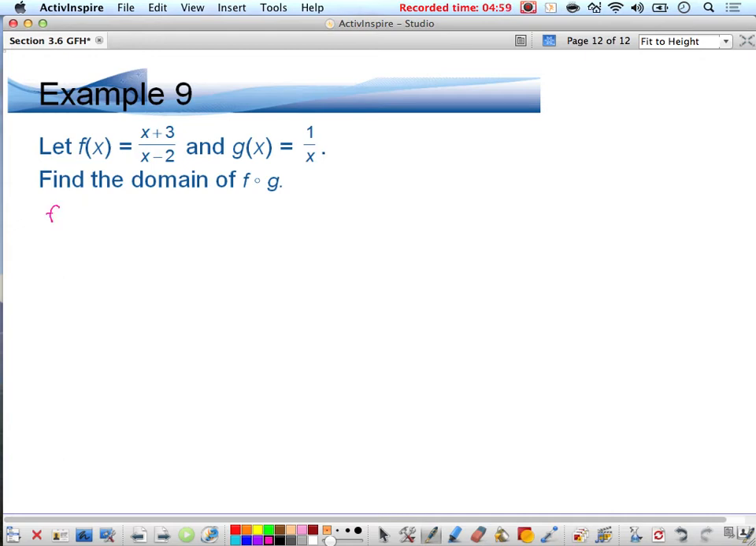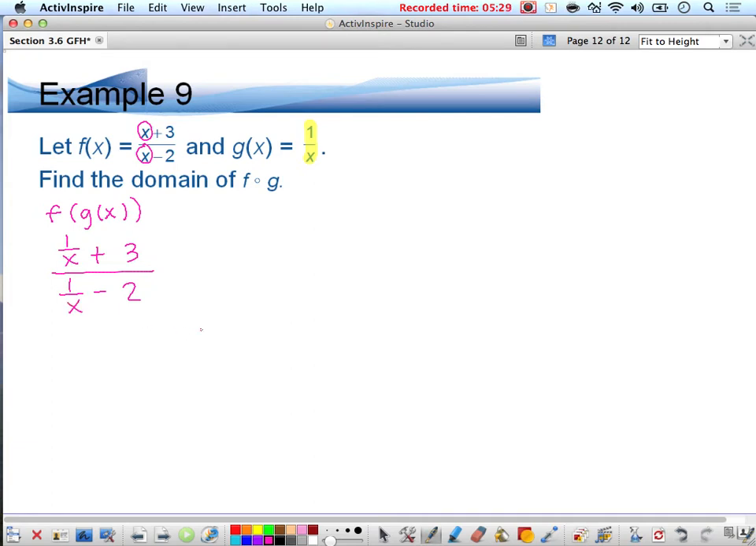So that means we're looking for f of g of x. My outside function is f of x, but I'm going to remove the x's, and in their spot, I'm going to put whatever's in the parentheses, which happens to be, in this case, 1 over x. So I'm going to put 1 over x in the spot of both of these x's here. 1 over x, 1 over x.